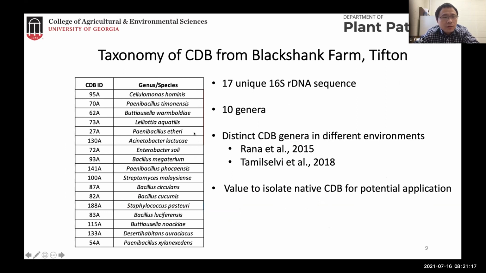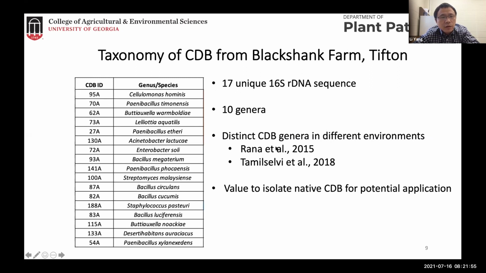As you can see from the list, this is a very high diversity of bacteria from different genera. This is a very interesting list for us because we compared the calcite dissolving bacteria reported by two previous groups, Rana et al. 2015 and Tamir Silva et al. 2018. These two groups isolated CDB from cow waste and a limestone mine, and they found predominantly Pseudomonas and Bacillus in their environments.